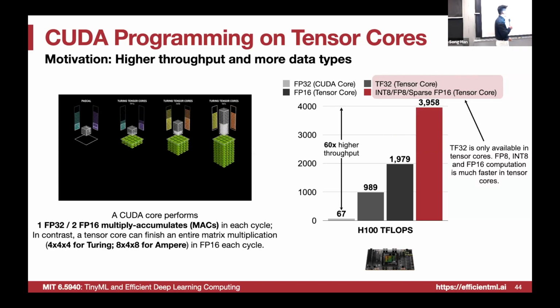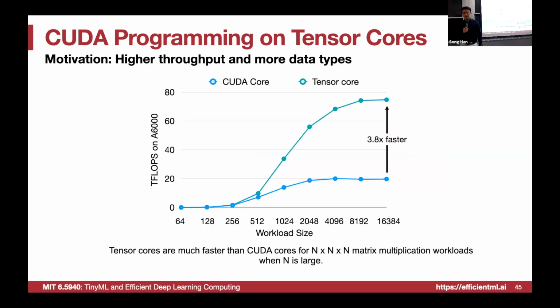So this is the H100 FLOPS per second, comparing FP32, FP16, and also TF32, and also int8, and also FP8. Actually, the 8-bit arithmetic has a much higher throughput compared with FP32 in the CUDA core. And this is our profiling result measured on an A6000 GPU, doing the matrix multiplication by using the CUDA core versus using the tensor core. As we can see, the tensor core is up to 3.8 times faster compared with the CUDA core.